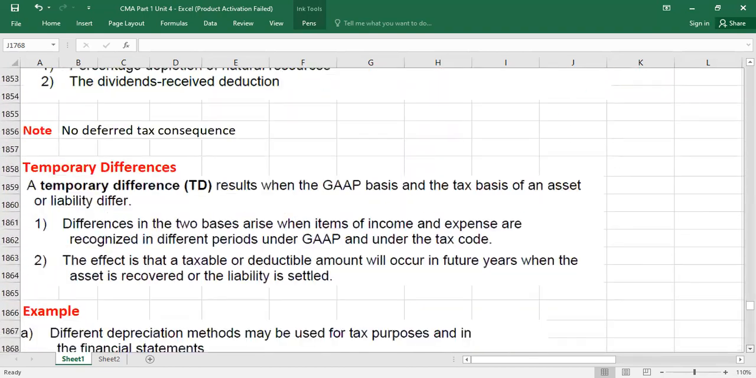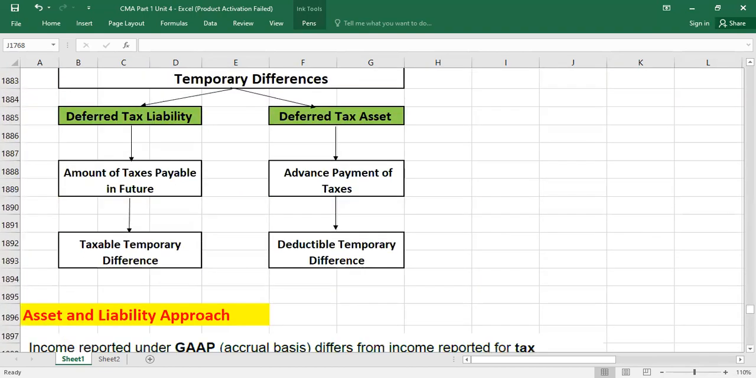Okay, now we have permanent difference also explained here. Now we have 2 more terminologies which we need to understand. These 2 words I'm going to explain. One word is called taxable temporary differences. And the second is called deductible temporary differences. 2 more words I'm trying to fit in your memory. The first word is taxable temporary difference, and the second word is deductible temporary difference. So let's understand the meaning.